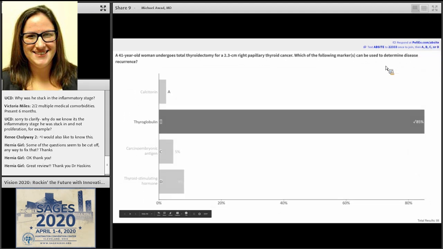Awesome. The key in this is papillary thyroid cancer, so thyroglobulin. Calcitonin is used for medullary. CEA is used for medullary. TSH isn't used to follow. It's produced by the pituitary, so that wouldn't be good. Thyroglobulin is your answer.